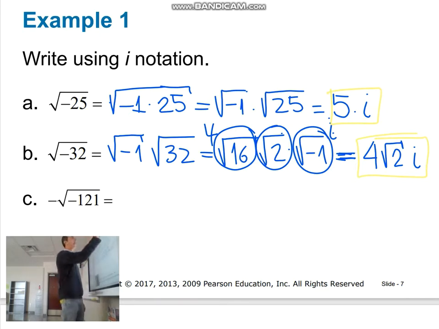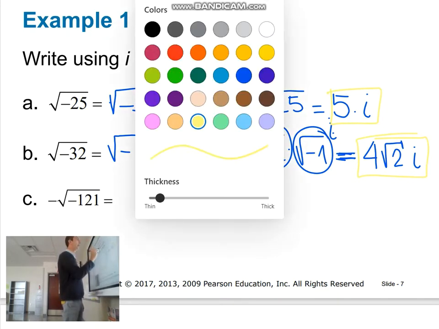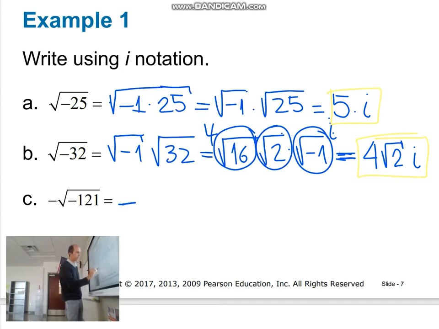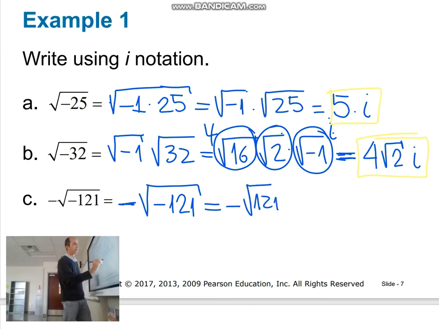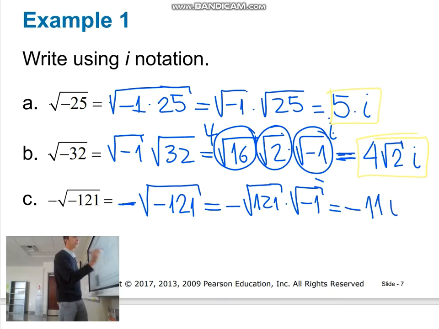For letter C, now we have something slightly different, because you have a negative sign in front of it, but it doesn't matter. Negative square root of -121, so let's break it down. There's negative square root of 121 times the square root of -1, and what's the square root of 121? 11, right? And we learned the square root of -1 we can write as i.